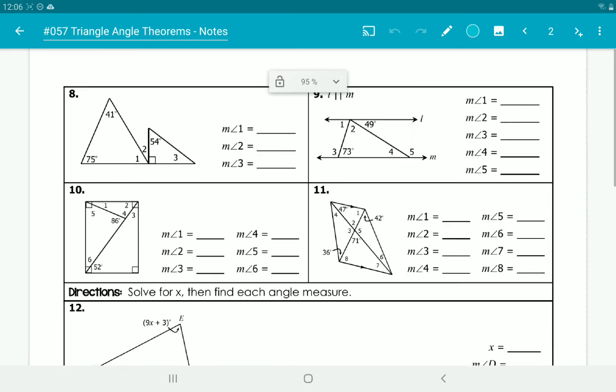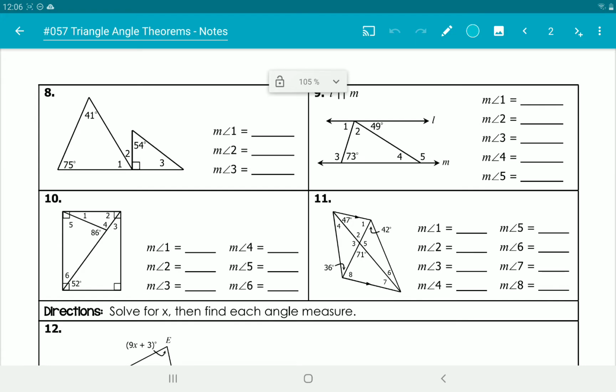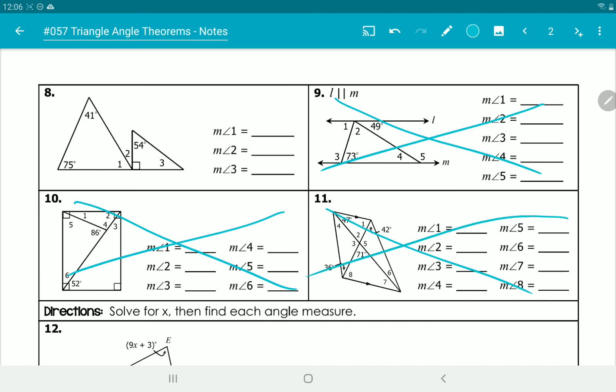Okay? So now looking at the back, we're going to mark off 9, 10, and 11 actually. We're not going to do those ones. They get a little more complicated. And let's just look at number 8. So I'm once again going to set this up, but I'm not going to solve it for you.